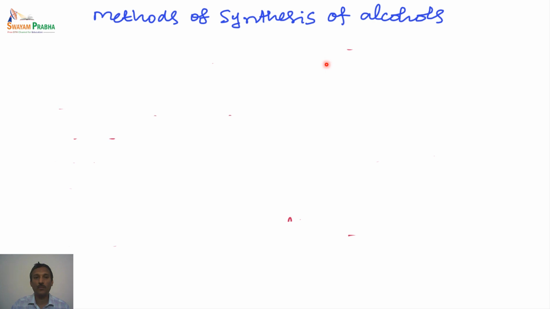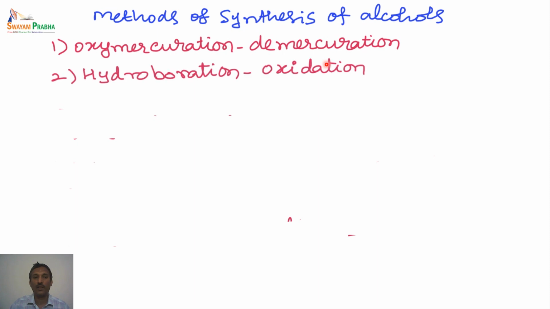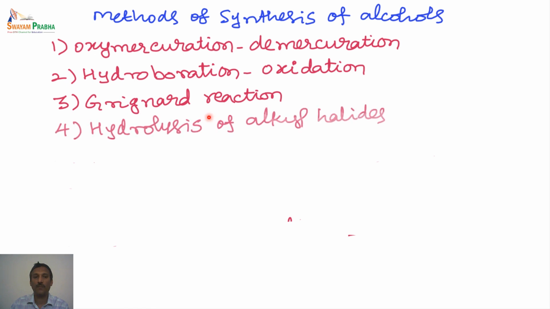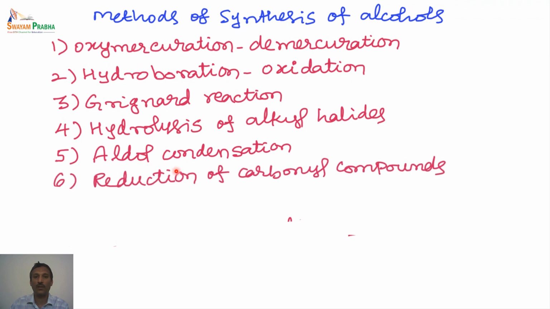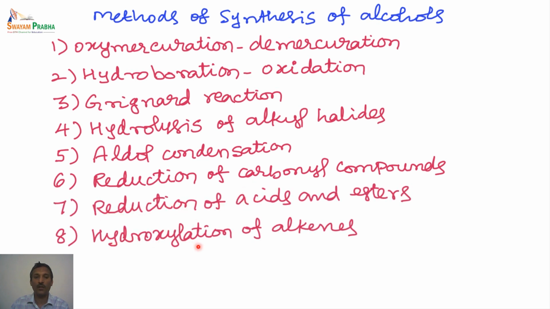Let us look at methods of synthesis of alcohols one by one. What are the different types we will be studying in this particular case? The first one is oxymercuration and demercuration reaction. The next one is hydroboration and oxidation reaction. The next one is the Grignard reaction. The next ones are hydrolysis of alkyl halides, aldol condensation or aldol reaction, reduction of carbonyl compounds, reduction of acids and esters, and hydroxylation of alkenes. So these are the individual methods which we will be studying in this session and the next session also.